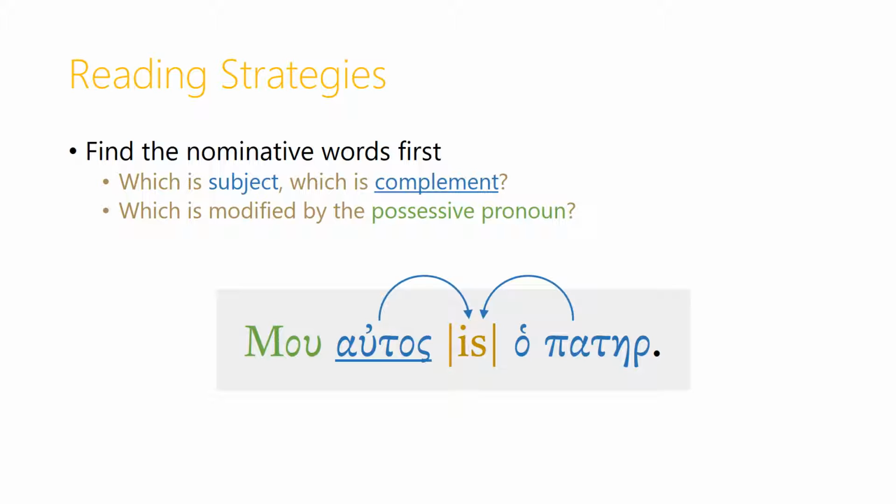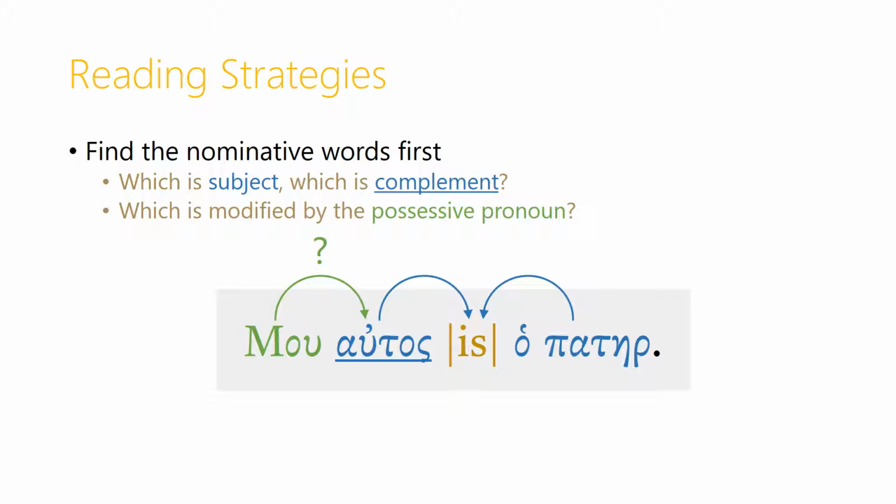Now, we still have a word left over, and now we can ask, which word does mu modify? And it makes sense often to try first reading the sentence as if it modifies the closest word. So what if we take mu to modify autos? What would that mean? Well, that would mean my he is the father. That doesn't work very well, does it?